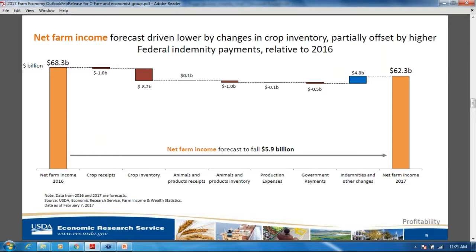For indemnities, we're not forecasting that indemnities are going to necessarily rise. We're just taking a long-run view of indemnities because they're so volatile. What we're basically saying is that we're taking an average, and that 2016 was a particularly good year, so there were fewer indemnities paid out.